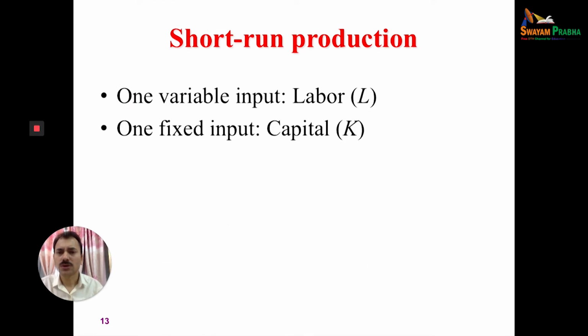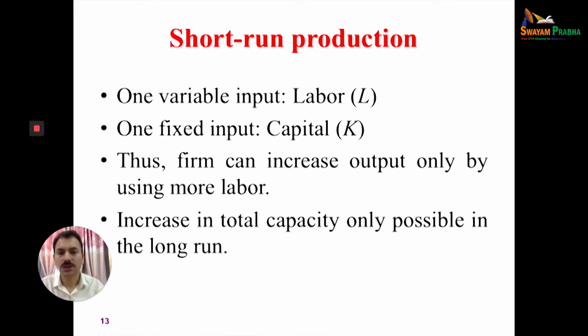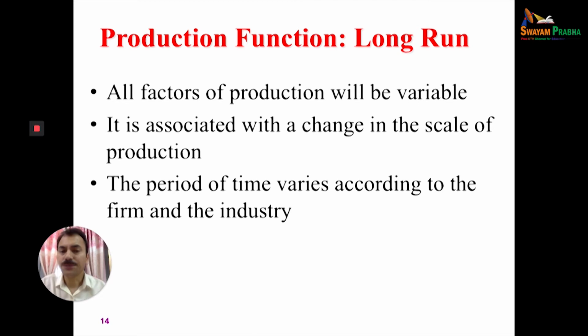Now, in the short run, there is only one variable input like labor and one fixed, that is capital. I have stated that labor and capital are important factors of production. Thus, a firm can increase output by using more labor in the short run, because capital, here we assume, is constant. Capital cannot be increased in the short run. Increasing the total capacity is possible only in the long run, because all factors of production are variable, so the total capacity of the producer can be utilized. It is associated with a change in the scale of production. The period of time varies according to the firm and the industry.